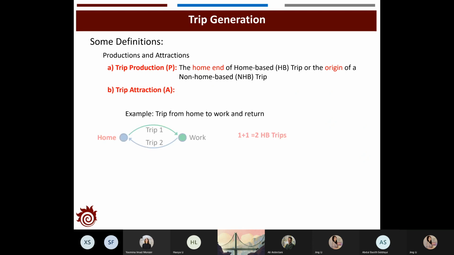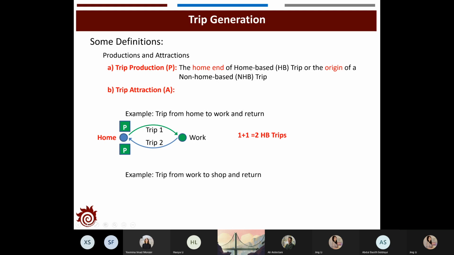Take the trip from the home to the work and then return. We have two trips. The production is defined as the home end of the home-based trip. We know that in this example, both trip 1 and trip 2 are home-based trips. So the production is at the home end for both. We have production at home for trip 1, and production at home for trip 2.